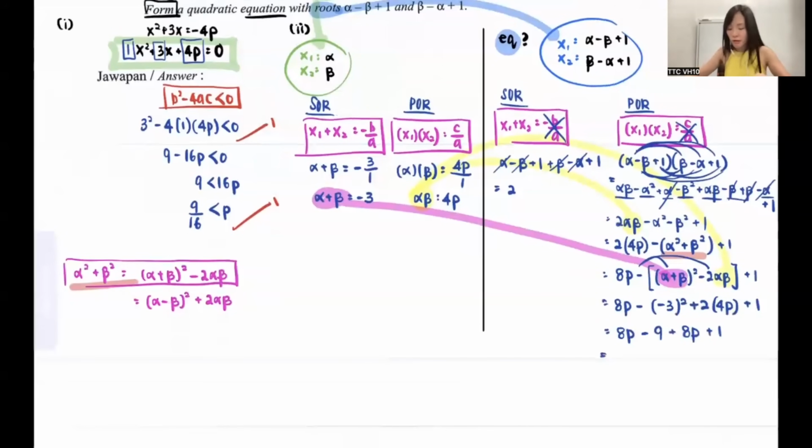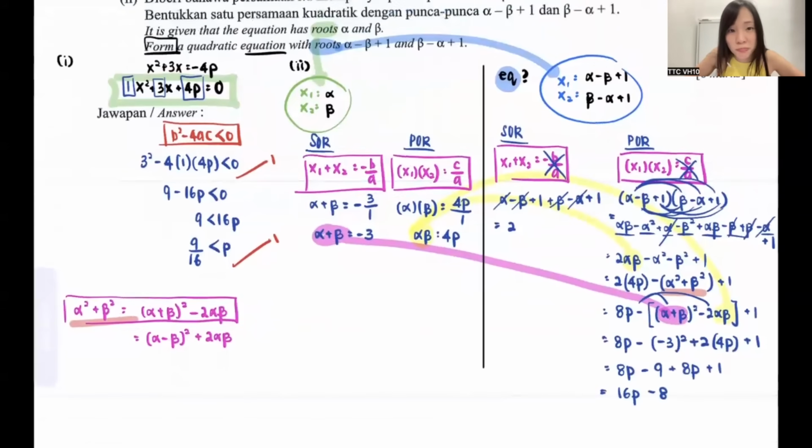Correct, my dear. So now, 8p plus 8p, isn't it 16p? Okay, and then this one, negative 9 plus 1, isn't it negative 8? Okay, that is my POR. So after I done that, do I get full marks already? No, they asked me to what?